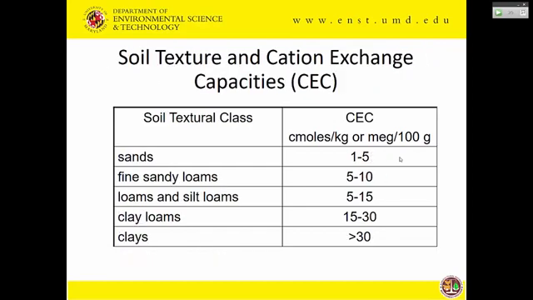So let's look at soils, because we know that soils aren't just 100% clay or 100% humus. They have humus, they have clay, they have sand, they have silt, they have different kinds of clays, right? So things that have a sand textural class, they're down in that left corner of the textural triangle, tend to have CECs between 1 and 5 milliequivalents per 100 grams. Fine sandy loams are higher, loams and silt loams, clay loams, 15 to 30, clays greater than 30.